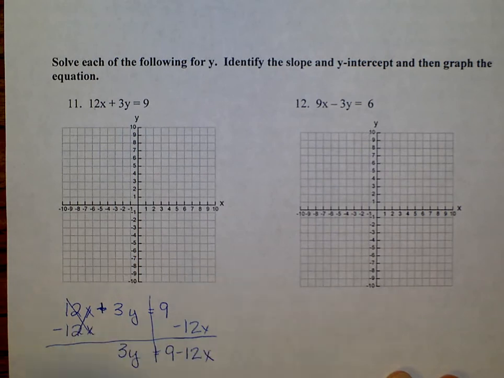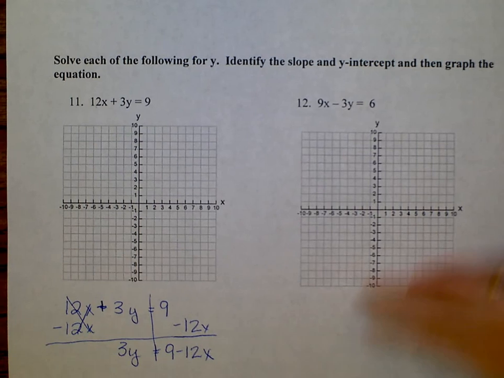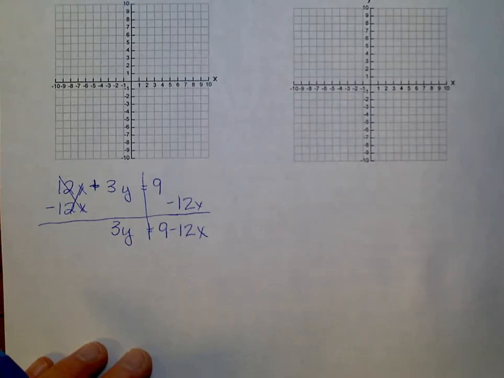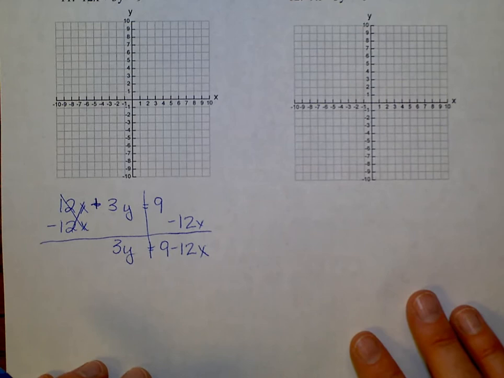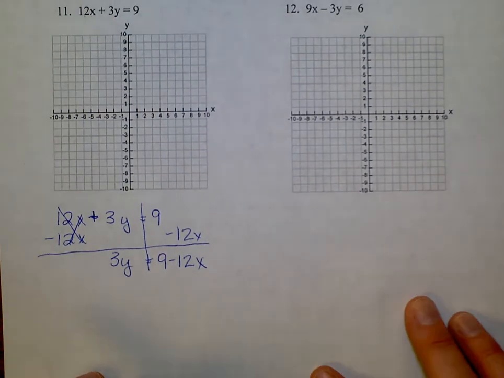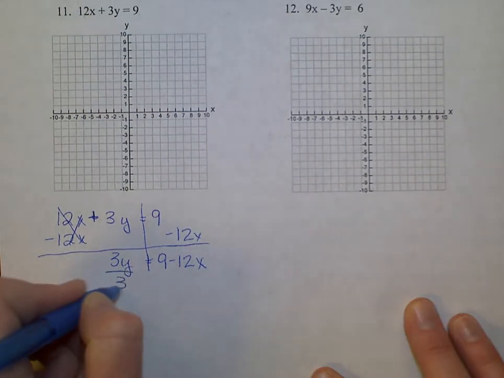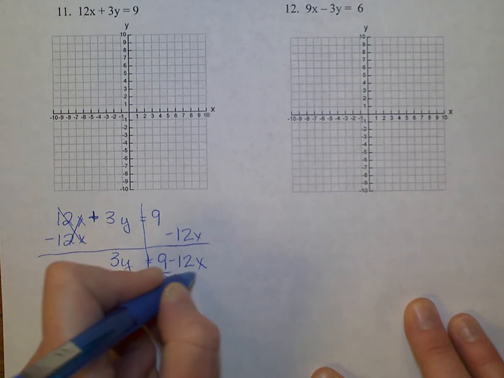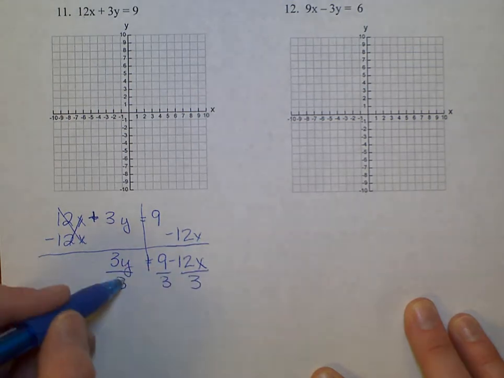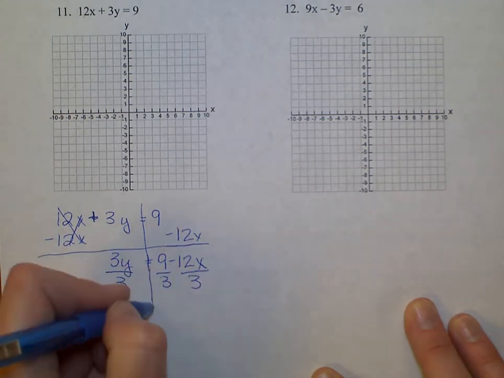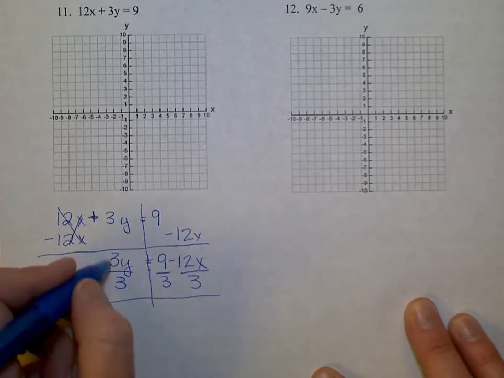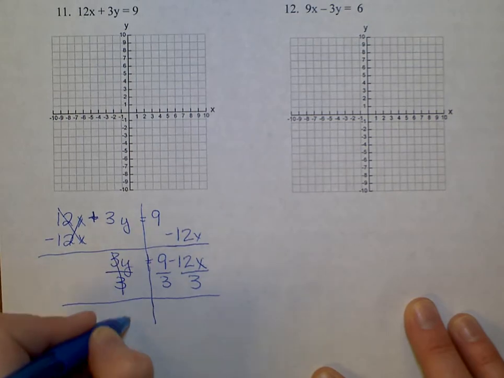I can't subtract the x's from the numbers because they're not like terms. Trying to get it all in there. Okay, and then I need to divide by 3 to get the 3 away from the y. That's undoing that multiplication. So those go to 1, and I have my 1y left over.